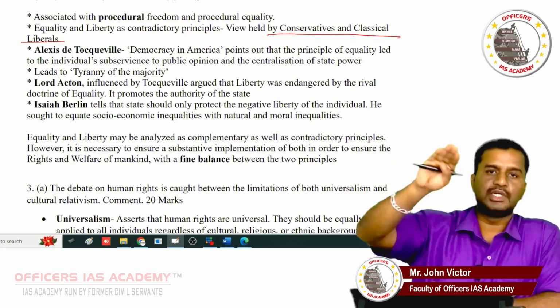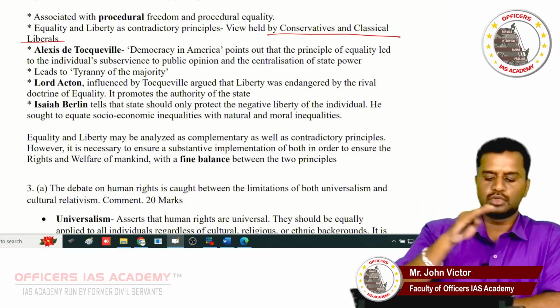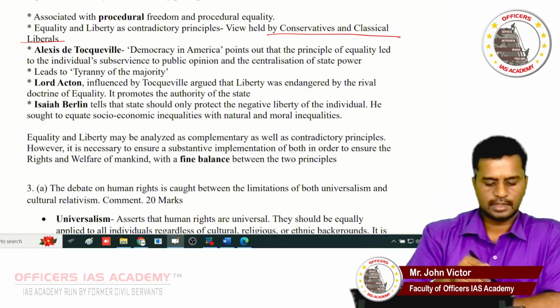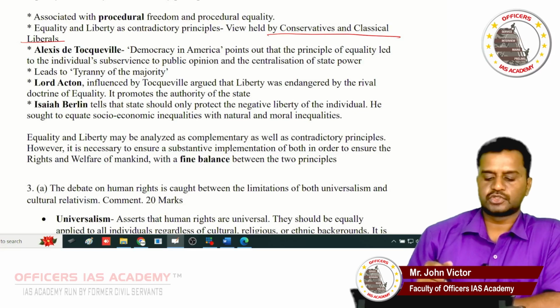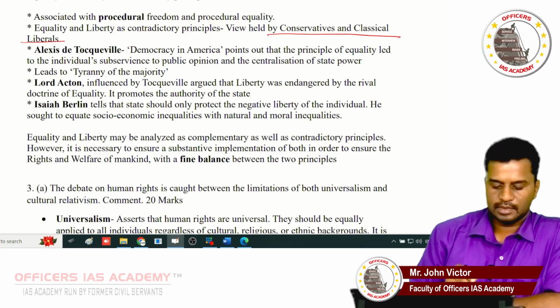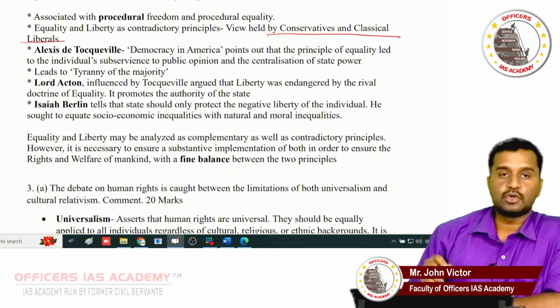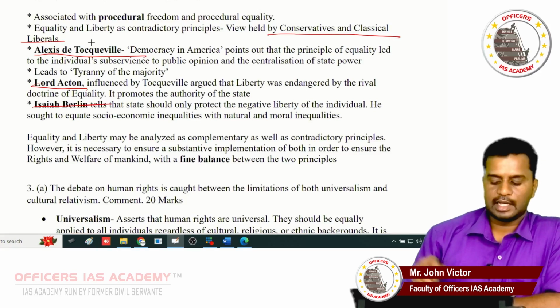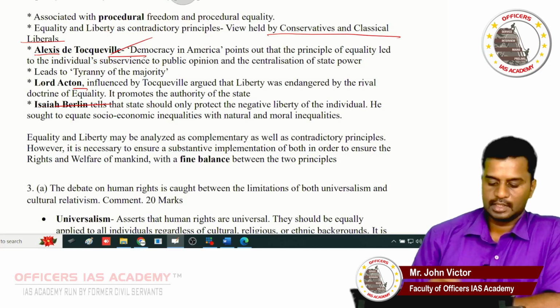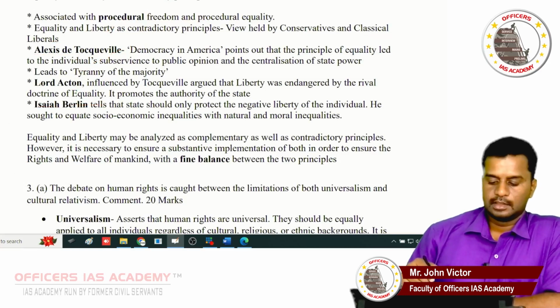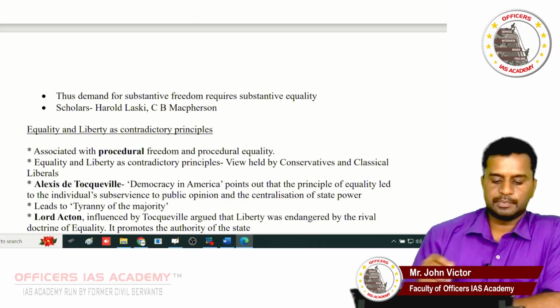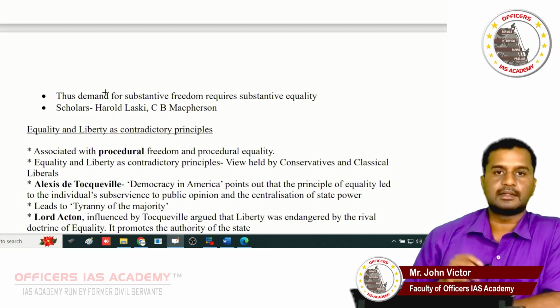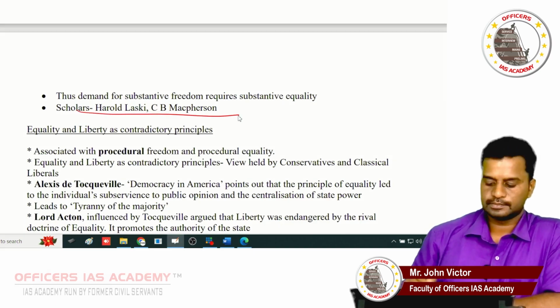So equality itself is viewed differently by different scholars, schools of thought and ideologies. The important scholars associated here are Lord Acton, Alexis de Tocqueville and Isaiah Berlin. De Tocqueville and Acton are important scholars here. Complementary principles, important scholars are Laski and Macpherson. Both are socialists.